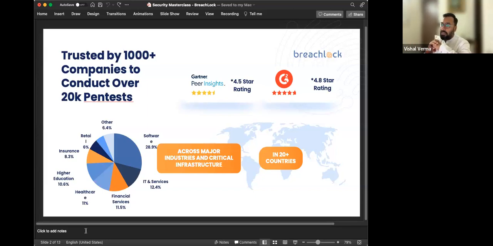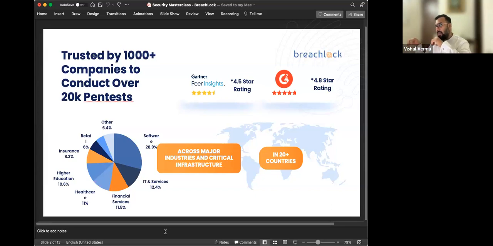BreachLock has been a trusted partner for over 1,000 organizations globally and has conducted over 20K pen tests since inception, right? And the basic demographic that we see, BreachLock has serviced various industries that you can see via the pie chart, and the majority of them are related to software and IT services, right?